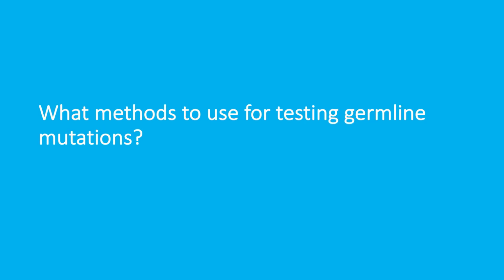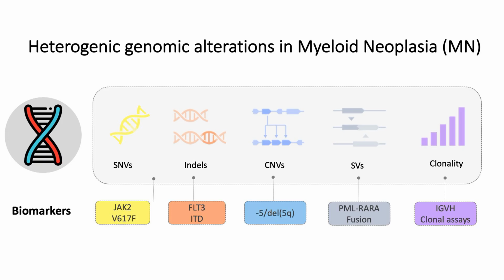So what are the methods that we should use for germline mutation? With different variants, we expect to see different biomarkers. The most important and most common are single nucleotide variants, followed by insertions and deletions, copy number variants, structural variation like gene fusions, and clonality.